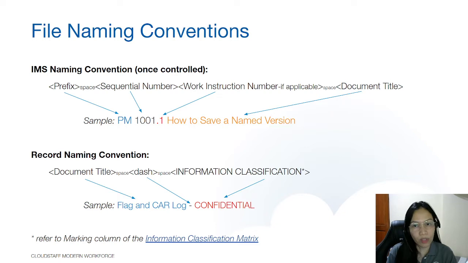The next that we have here is the format for record. So as you can see, the format would be document title, then space, dash, space, the information classification of the document. Here in this sample, you can see flag and carlag as the document title, then confidential is the data classification. So this time, you might be wondering what information classification should I use? In the next slides, I'll be talking more about the 7 information classifications that we have.